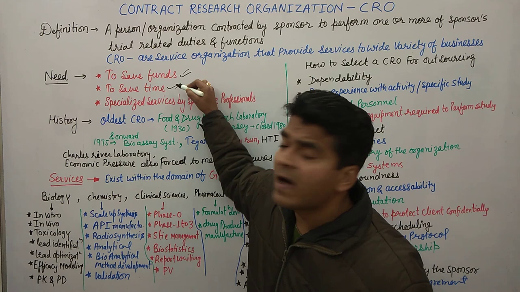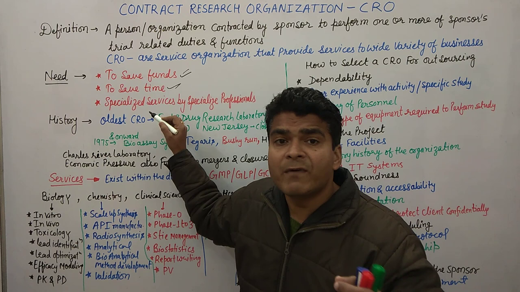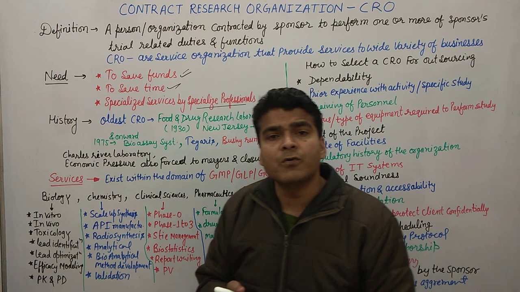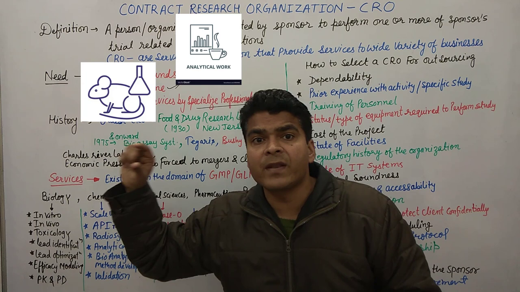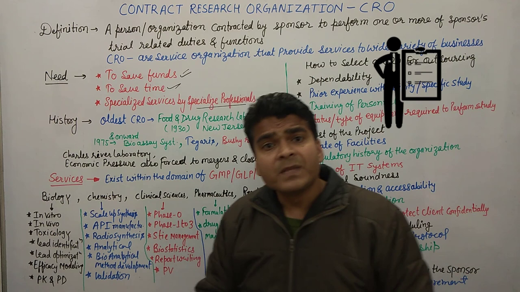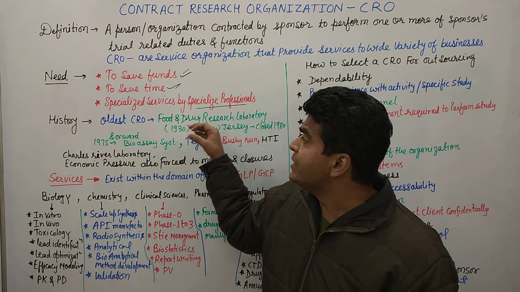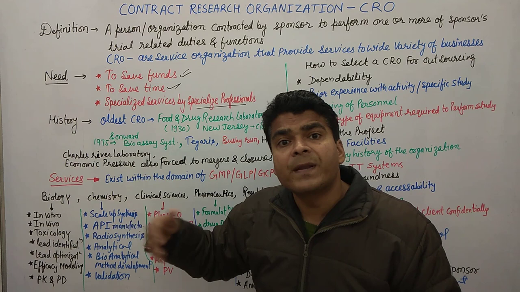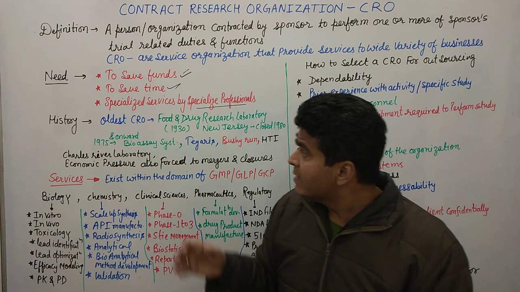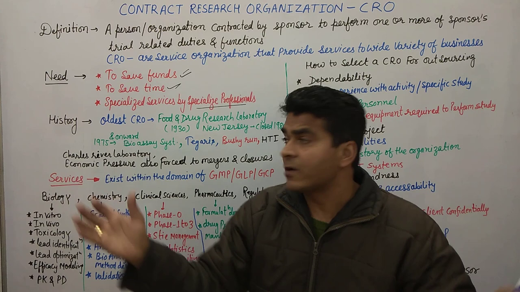The third one is the specialized services provided by the CRO and by specialized professionals. As we know, some CROs are specialized in preclinical work, some in bioanalytical work, and some in regulatory work. Clear? Those kinds of CROs have specialized professionals to perform those activities. So what happens? It reduces the cost and time, and the results obtained by those specialized professionals will be very accurate. All these things evolved the newer organization which is called a CRO. I hope you are able to understand the need for CROs and how they were generated.